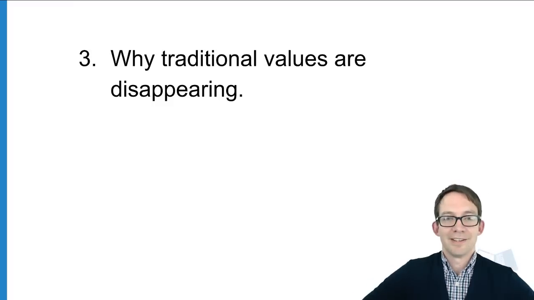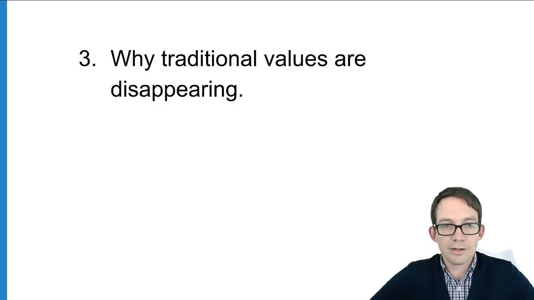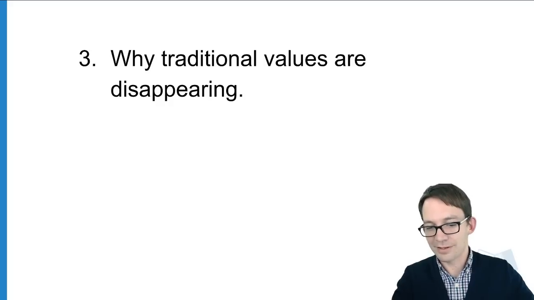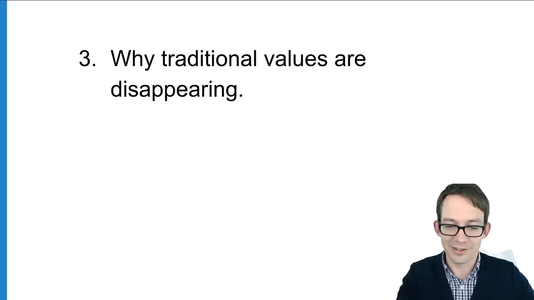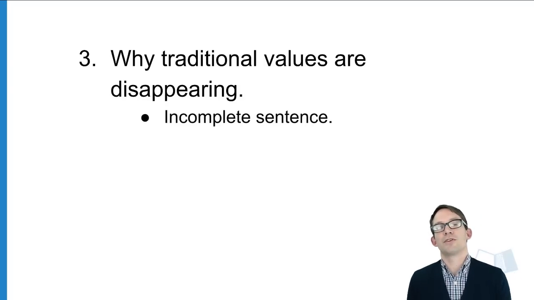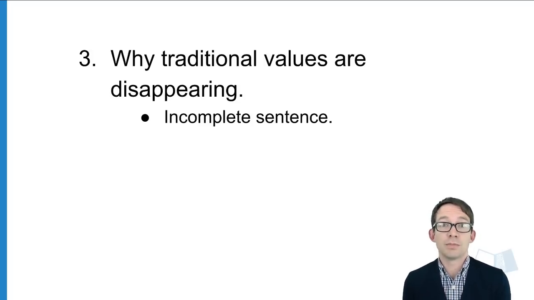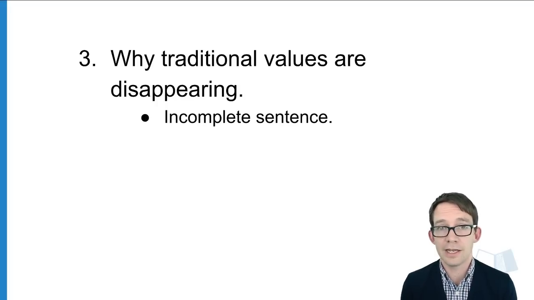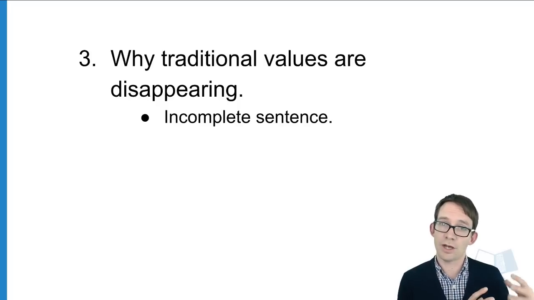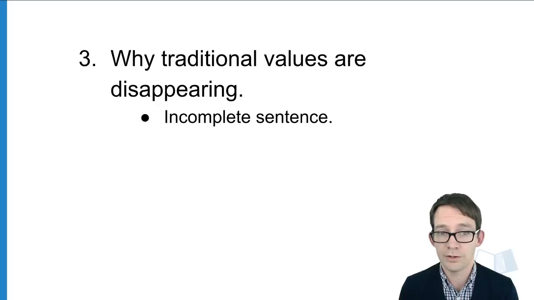Why traditional values are disappearing? So this is also not a very good topic sentence. This has been kind of a trick question, actually. I think I'm trying to trick you a little bit. Why traditional values are disappearing is not a good topic sentence because it's just an incomplete sentence. It's grammatically incomplete. So not only do you need your idea to be not too broad or too narrow, but you have to make sure that your sentence is grammatically correct.